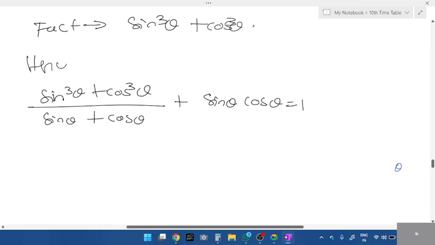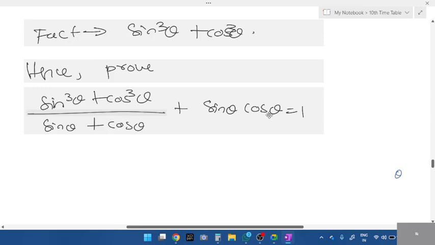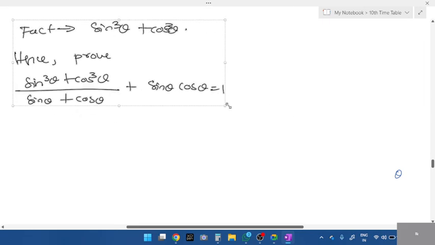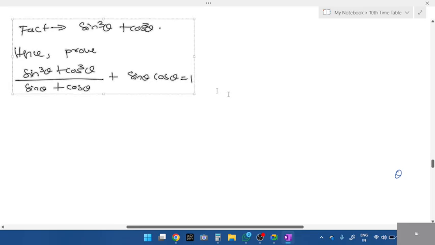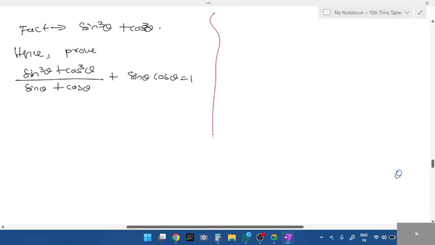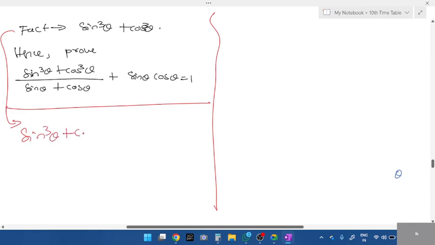Hence prove this question. This is what they had given. So total how many questions do we have? One or two? Total two, right? Okay. The first one is the first part. Look here. Factorize. Just write the formula. If you expand this, what's the answer we are getting?